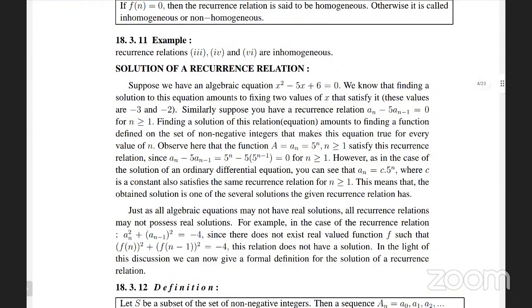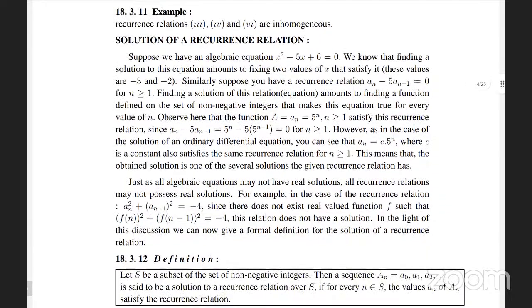Okay, fine. Solution of the recurrence relation. Already you know that x square minus 5x plus 6 equal to 0. Solving this, what roots can we get? This is clearly a quadratic equation, so the roots are 3 and 2. Similarly, I can apply this to recurrence relations also. I consider the roots, and take their power as n. If the root is 5, then 5 power n is called a solution of the recurrence relation.